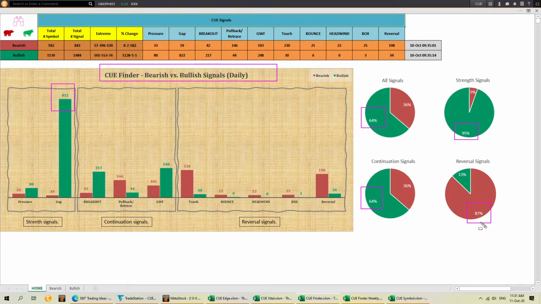So what we may infer from it, if we are looking for shorting opportunities, we may look for them from reversal signals, then we are more likely to find shorting opportunities. But should we look for shorting opportunities? I think the time may not be there yet.